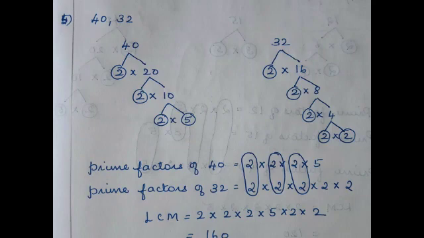Here you will circle the common factors. You have 3 common factors, 2 into 2 into 2, and you will write the non-common factors also, so into 5 into 2 into 2. So the LCM is 2 into 2 into 2 into 5 into 2 into 2. When you multiply, you get the product as 160.